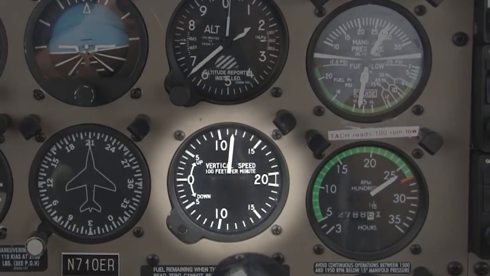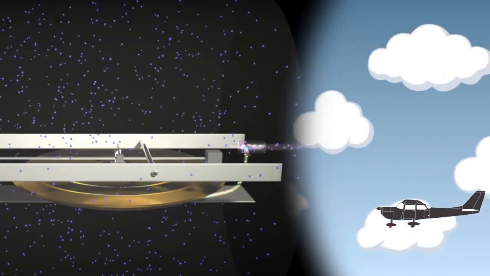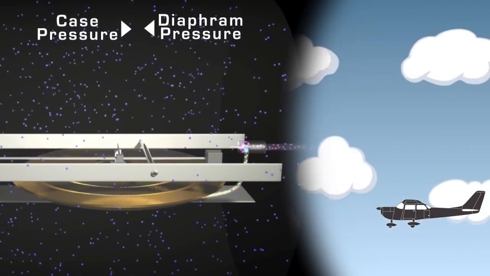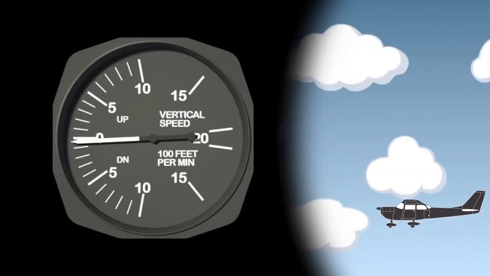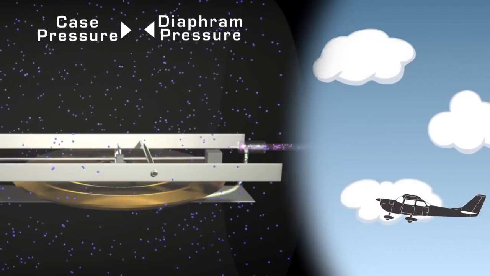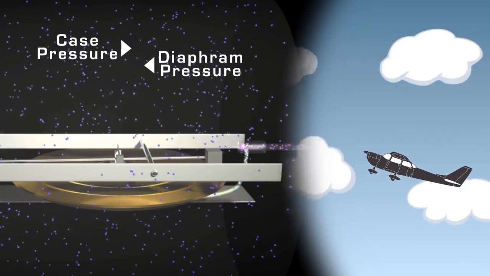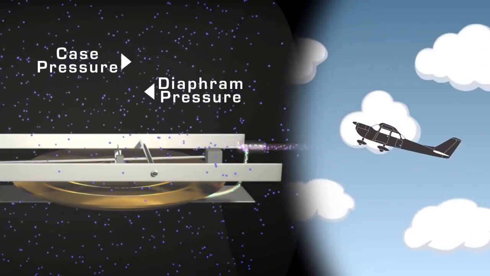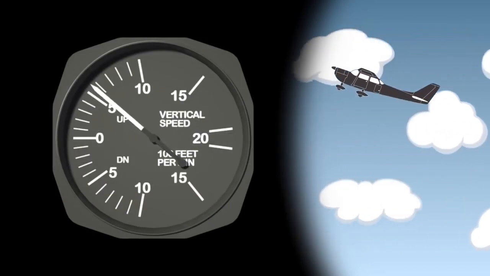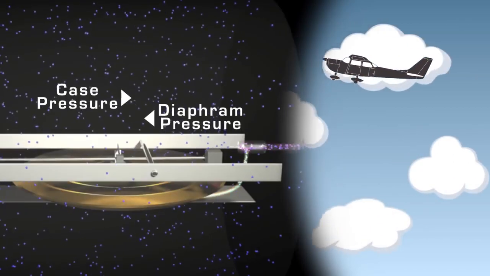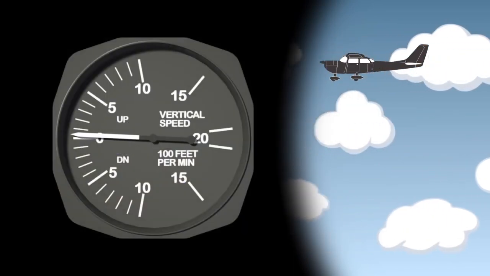Here's an example of how it works. Say you have a Cessna flying at 3,000 feet. The air pressure in the diaphragm and the case are the same, so the VSI is reading 0 feet per minute. If the Cessna starts to climb, the air pressure in the diaphragm is decreasing, but the case pressure is decreasing more slowly. This results in the case having a higher air pressure than in the diaphragm. This higher air pressure will squeeze the diaphragm and make the VSI read a climb. Once the aircraft levels off again, the case pressure will finally equalize with the diaphragm, and then the VSI will show 0 again.